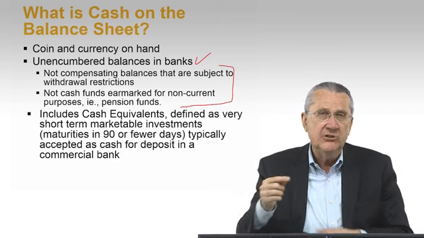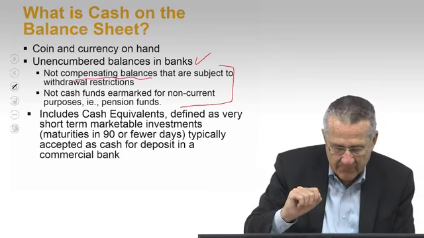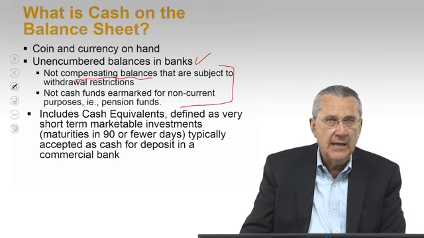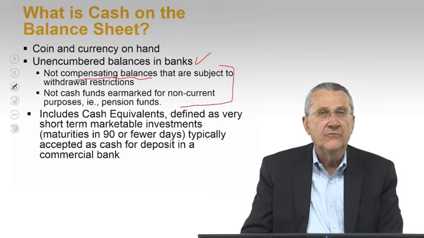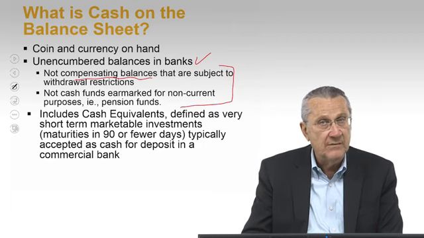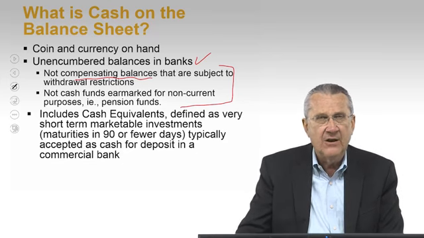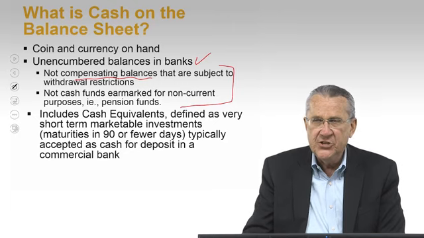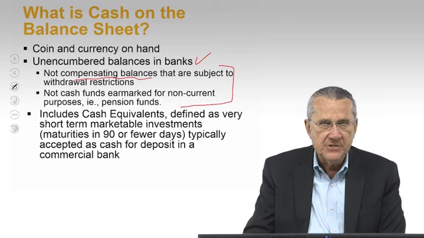If we were to include in the cash account compensating balances, for example, that we're not able to withdraw, then we would mislead the financial statement reader about the amount of current assets actually available to meet our current liabilities. Now, for those of you who may not know, a compensating balance arrangement is an ingenious arrangement devised in the banking business many years ago.